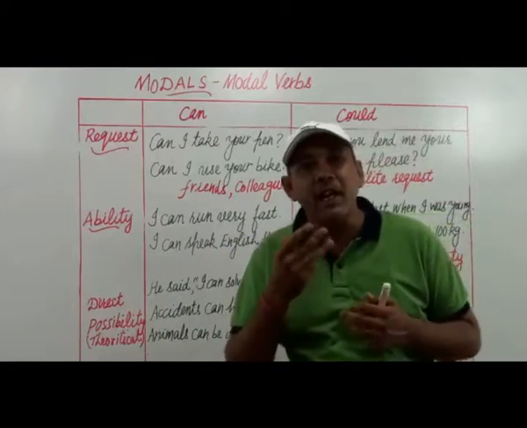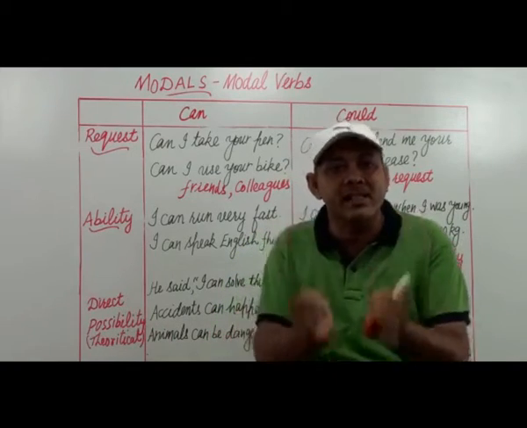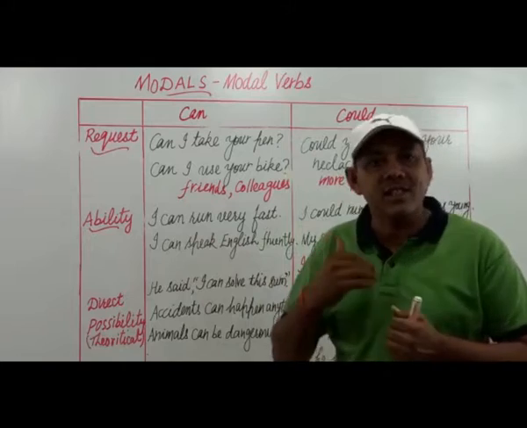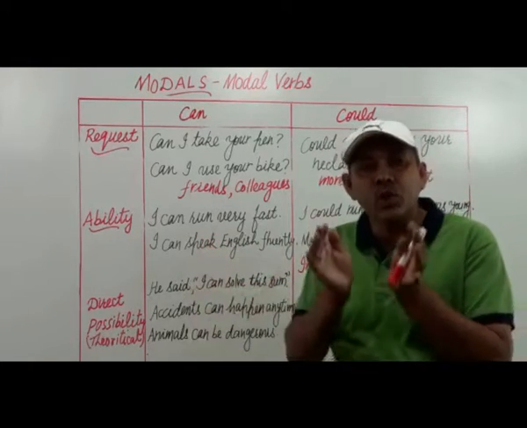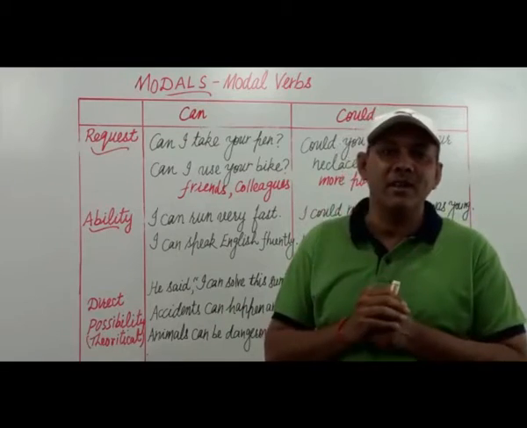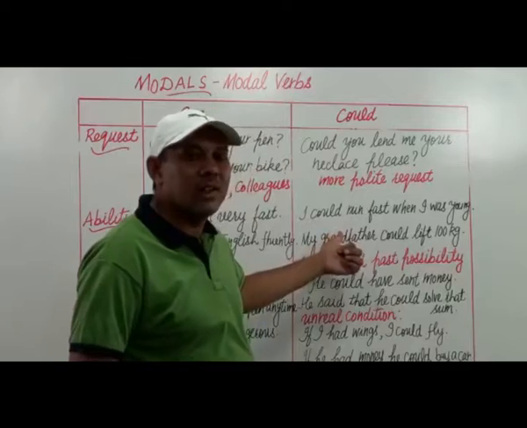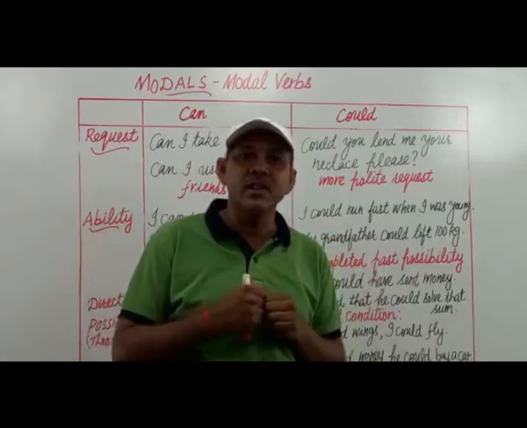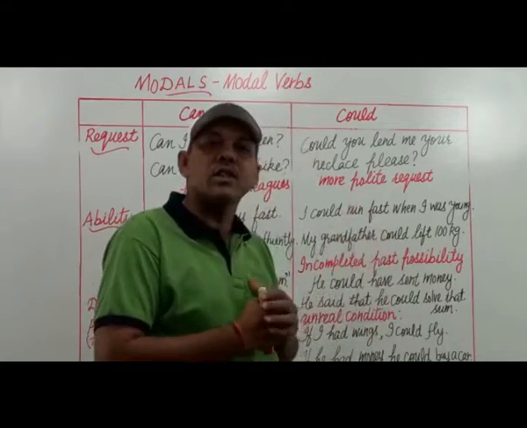I can speak English fluently. This is my ability, an ability of the present. I can teach English. This is my ability. To express the ability of someone, we use modal verb can. But to express the ability of the past, we use could instead of can. For example, I could run very fast when I was young.